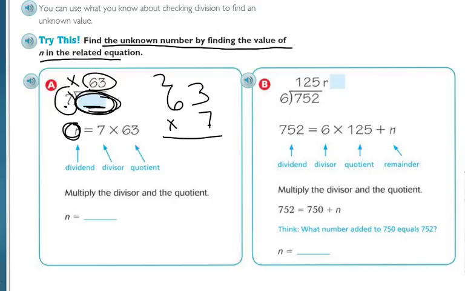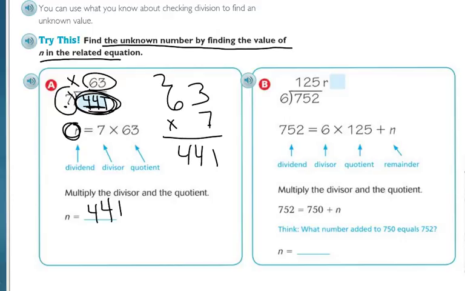7 times 3 is 21, carry my 2. 6 times 7 is 42 plus 2 is 44. So the n is 441. So that's what would go in this blank, 441. Okay, let's look at B.